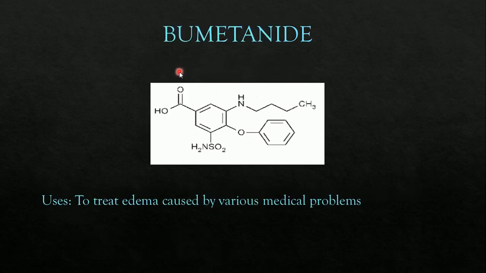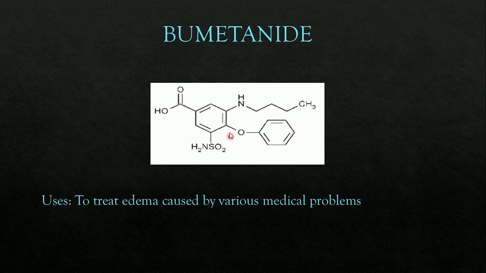Next structure under loop diuretics is bumetanide. Bumetanide structure contains Bu, which indicates butyl group is present. Butyl amino is the side chain which is attached to the phenyl ring. Here phenoxy group is attached to the phenyl ring. Sulfonamide group is attached at first position.